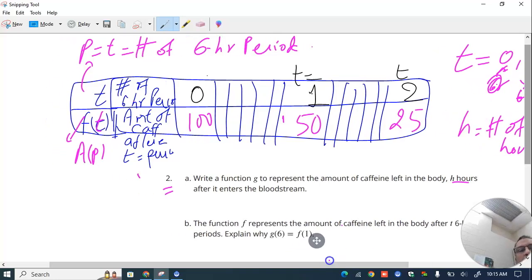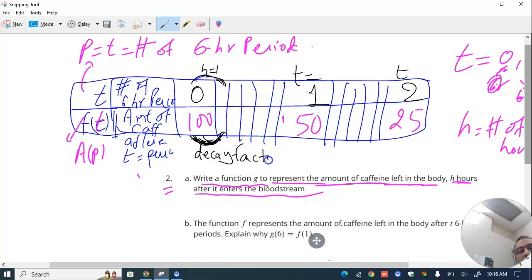Now, write a function g to represent the amount of caffeine left in the body h hours after it enters the bloodstream. Remember, we want to know how much remains after 1 hour, so h is 1, out of the 100. We are supposed to write a function, so we need to know the decay factor for 1 hour.